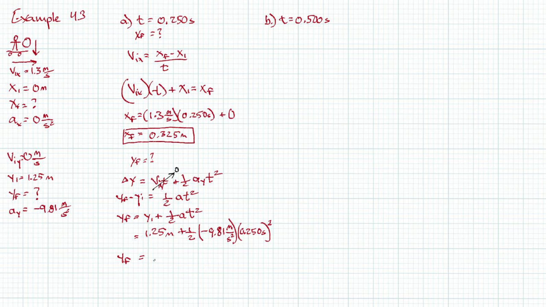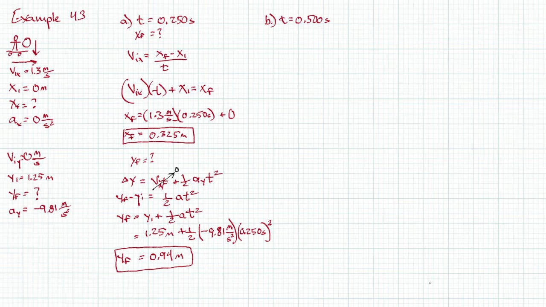And that's what? Our y final should be 0.94 meters. So it's dropped a little less than a meter in 1/4 of a second. But of course it hasn't hit the ground because it started higher than that.